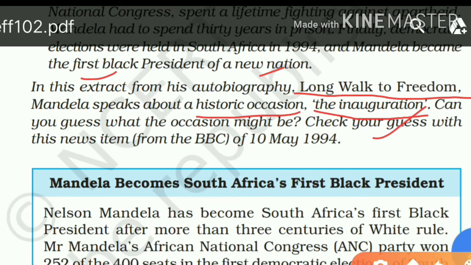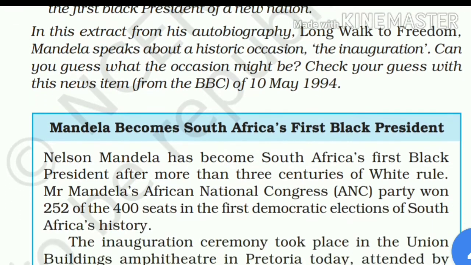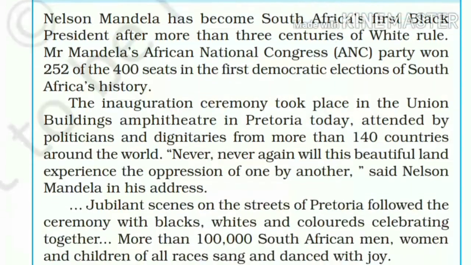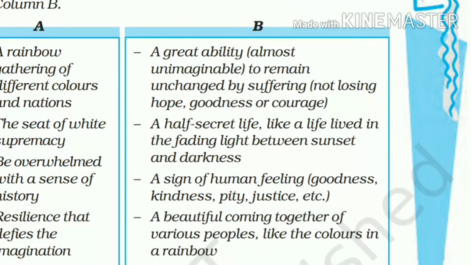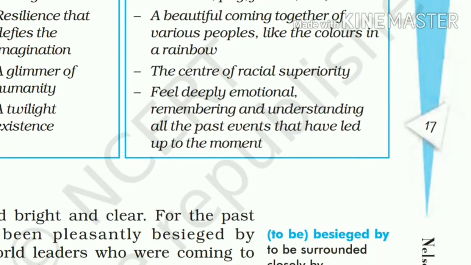So the news item here in this box, you are going to see the news item from the BBC on the date 10th May 1994, which was the day of inauguration, or we can say the installation of democratic government. Fine. So we are not going to read this news item. We read further and we'll come to know here some activities given which we will be able to know only after reading the lesson. Fine.